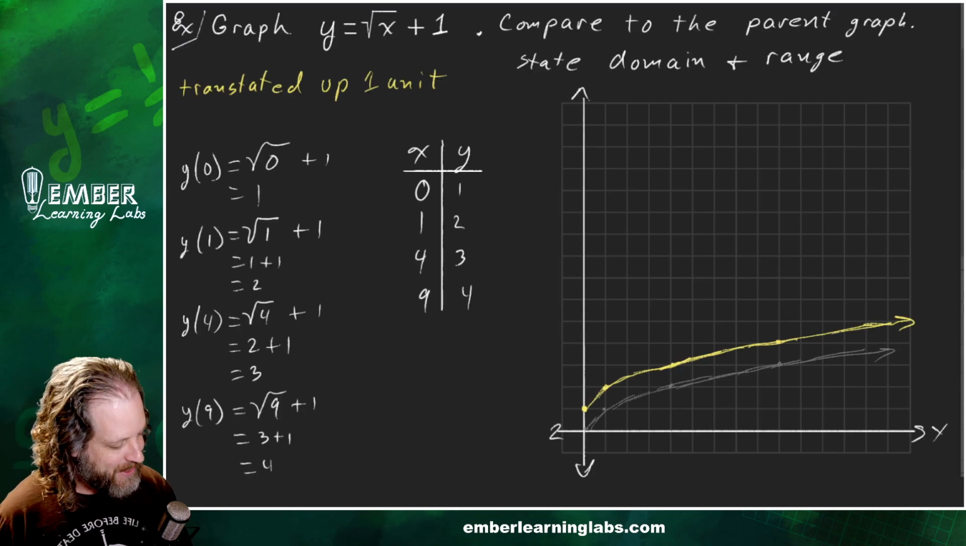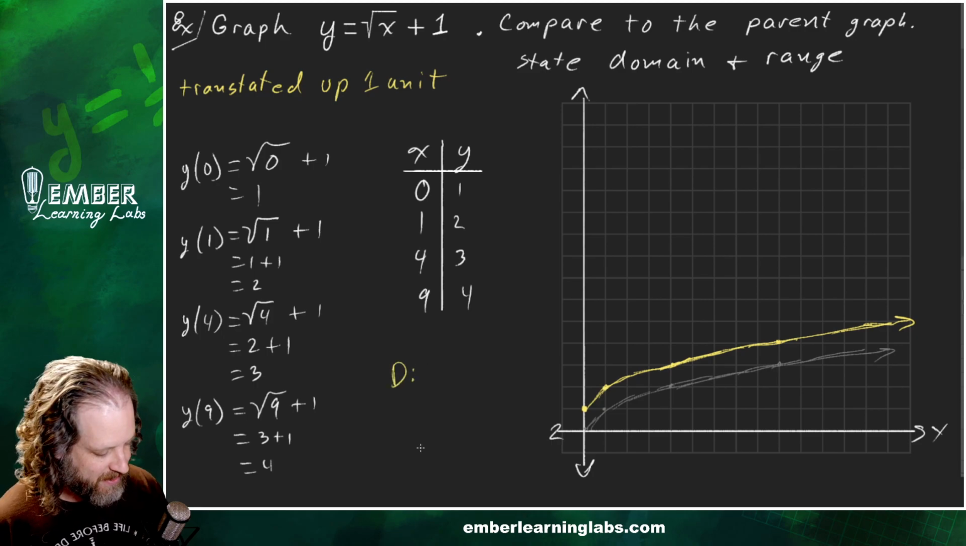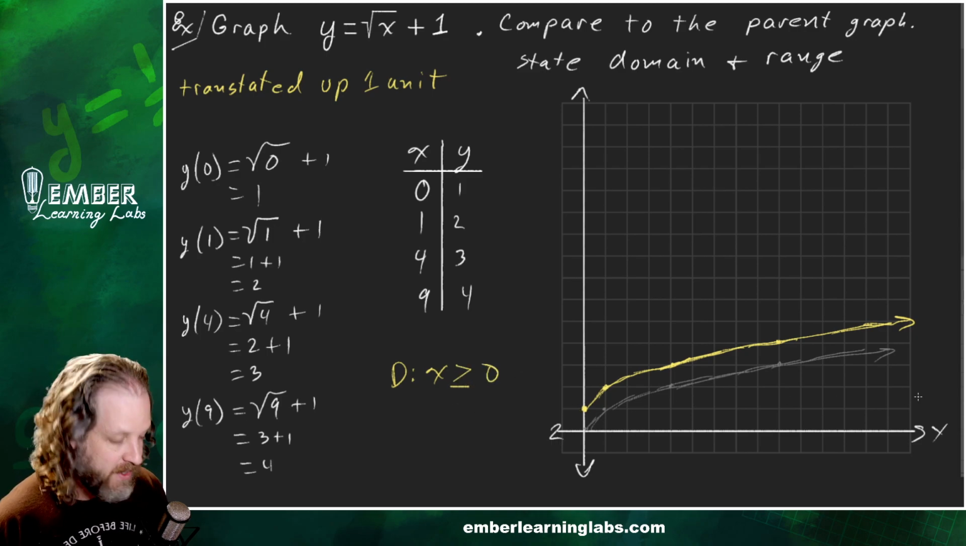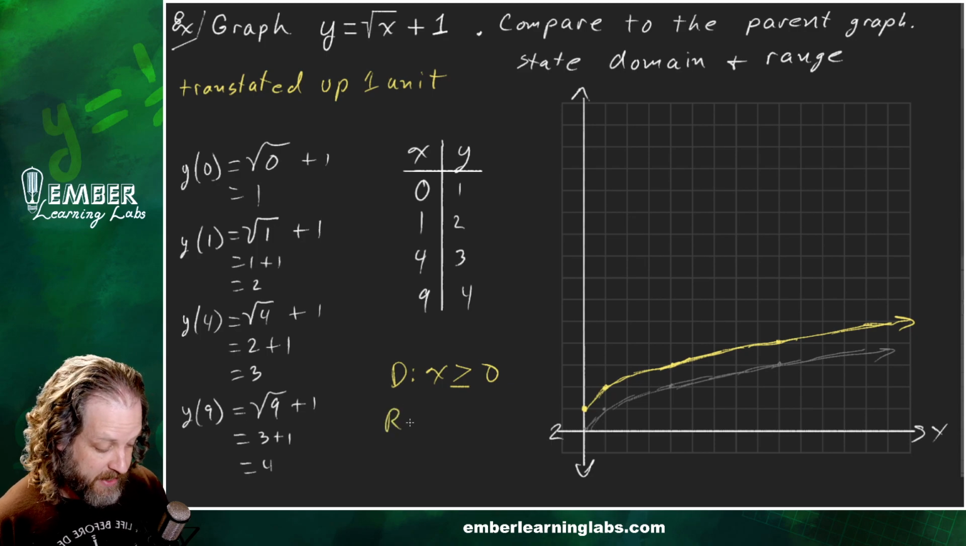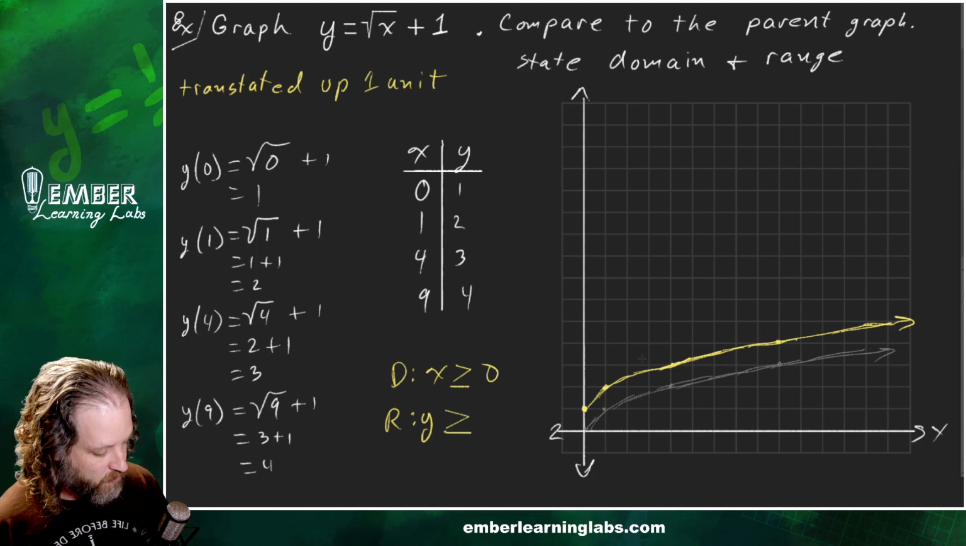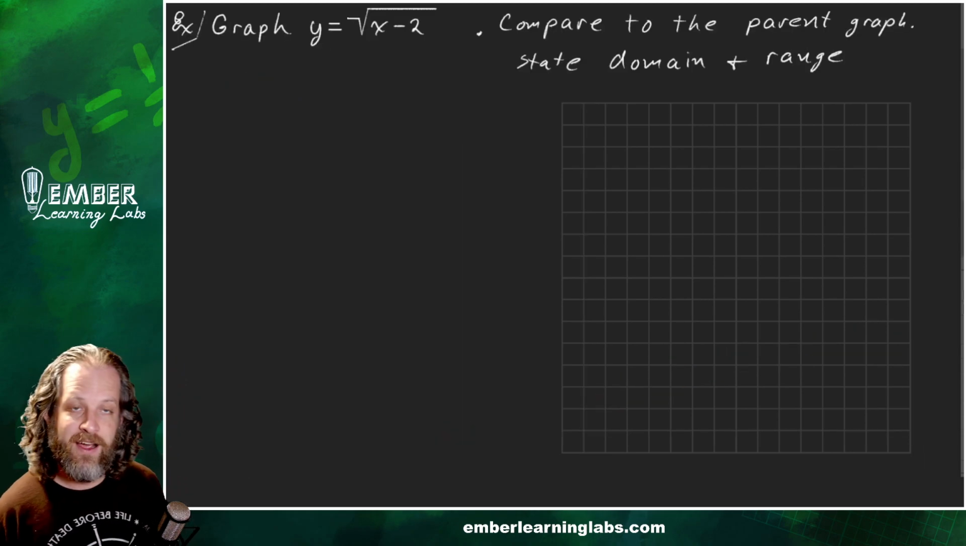Okay, so the domain and range now. The domain is x is greater than or equal to 0, right? From 0 to infinity. The range is changed on this one because it shifted up by 1. So y, instead of being greater than or equal to 0, it's greater than or equal to 1. So 1 and up, right? Great.